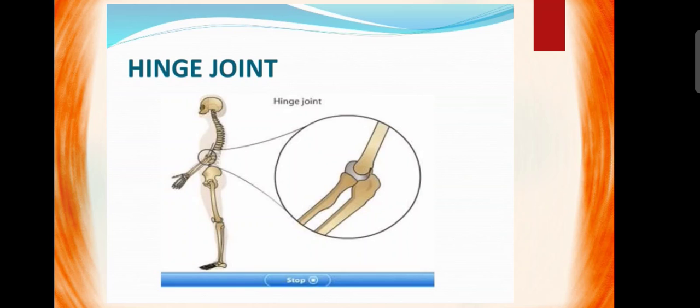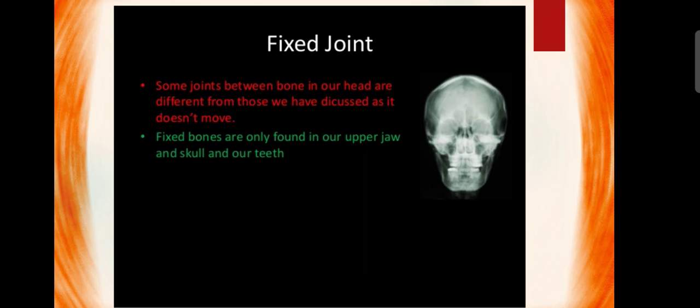So these kinds of joints can be seen here. The joint of your elbow allows motion in one direction, up and down, to your hand. Okay, so these are called hinge joints.